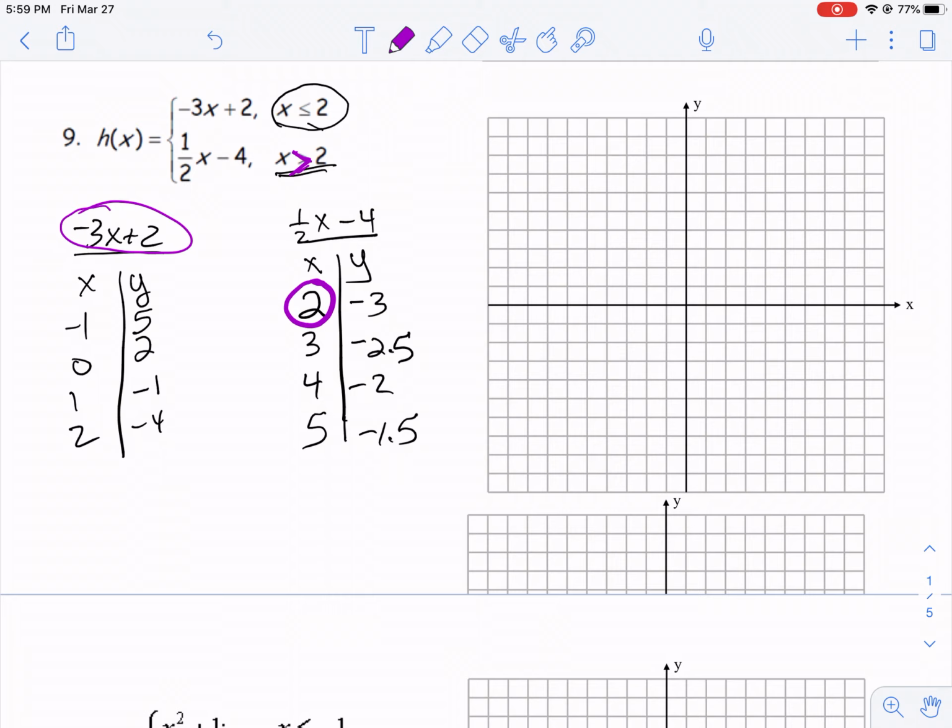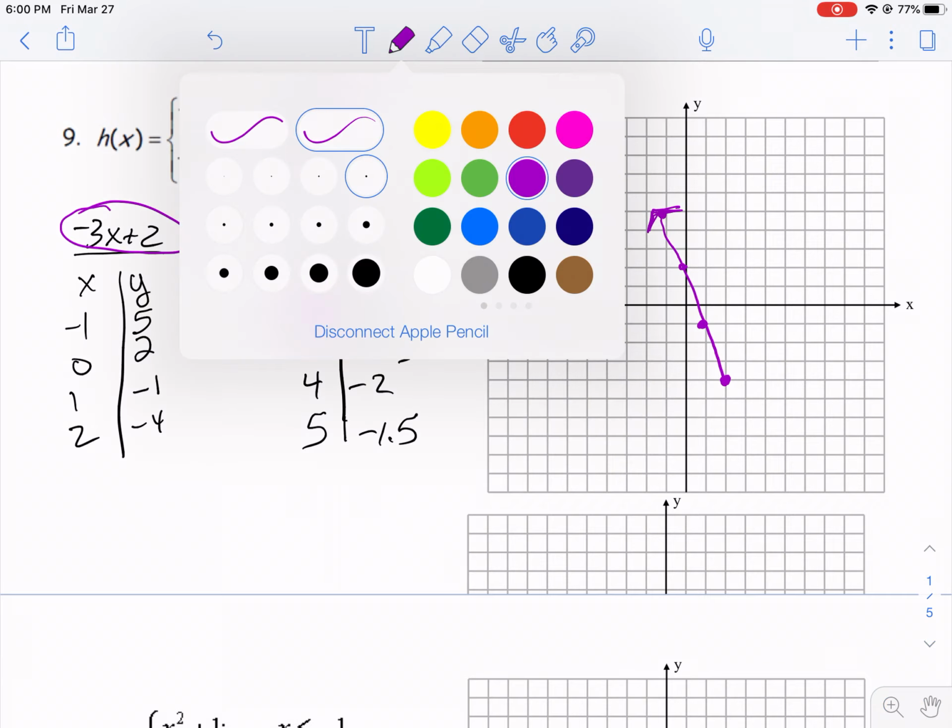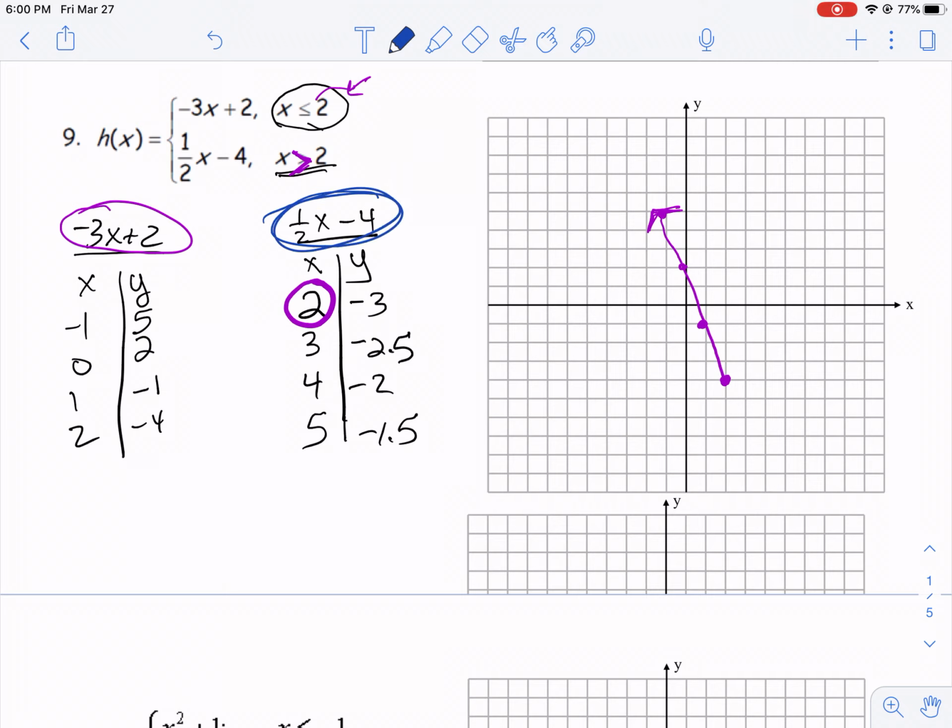Alright, we're going to graph negative 3x plus 2 first. So you have the point negative 1, 5, 0, 2, 1, negative 1, 2, negative 4. Okay, I do need to connect the dots, preferably with a ruler, but I'm on my iPad, not going to happen. And to see which side to put the arrow on, go back up to your inequality. It's a less than pointing left, so we put the arrow on the left side. Alright, now I'm going to graph this one. 2, negative 3 gets an open circle. That's what that's there to remind me of, so I have an open circle.